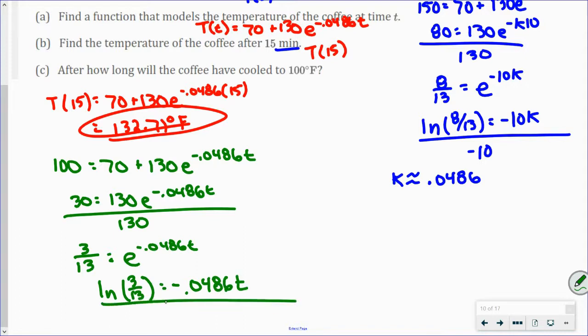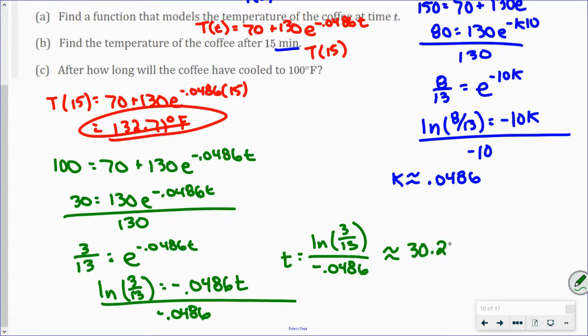And then you're going to divide by that negative 0.0486. So T equals ln of 3/13 over negative 0.0486, which is about 30.2. Labels are in minutes, so minutes.